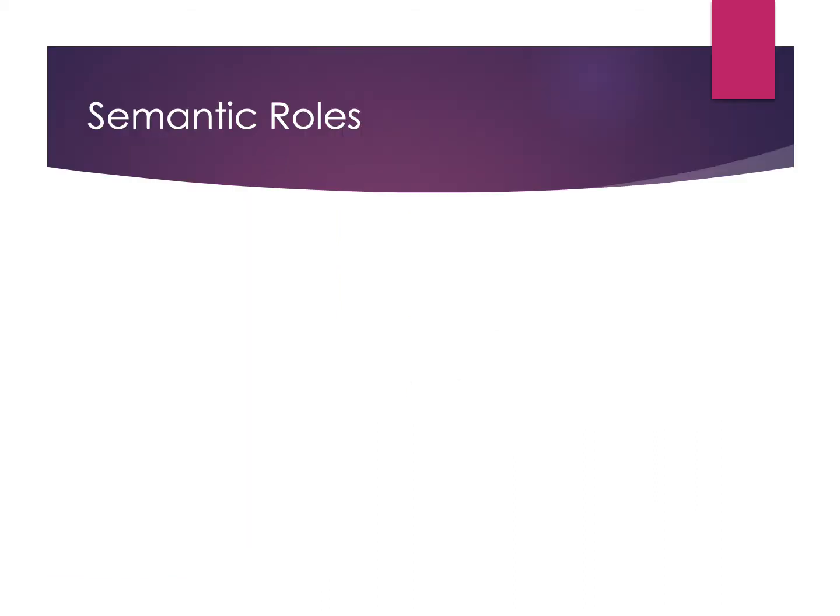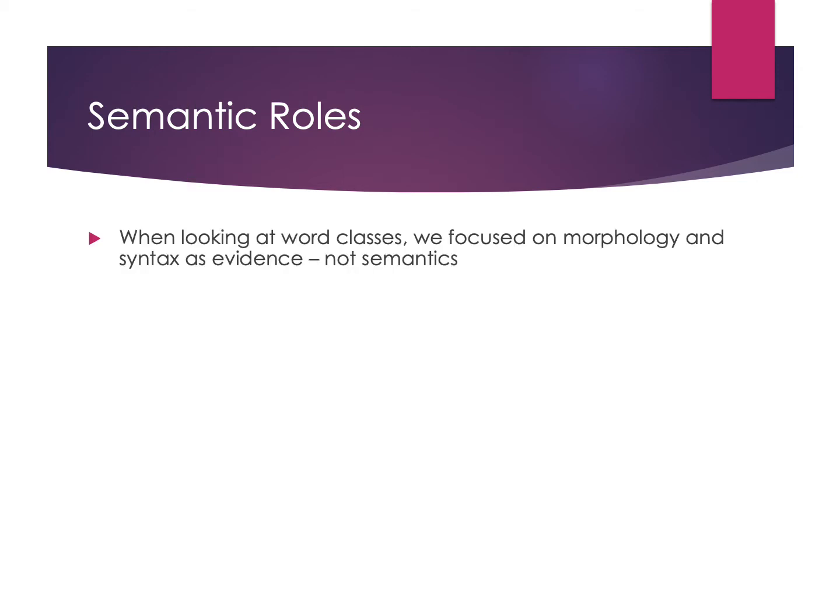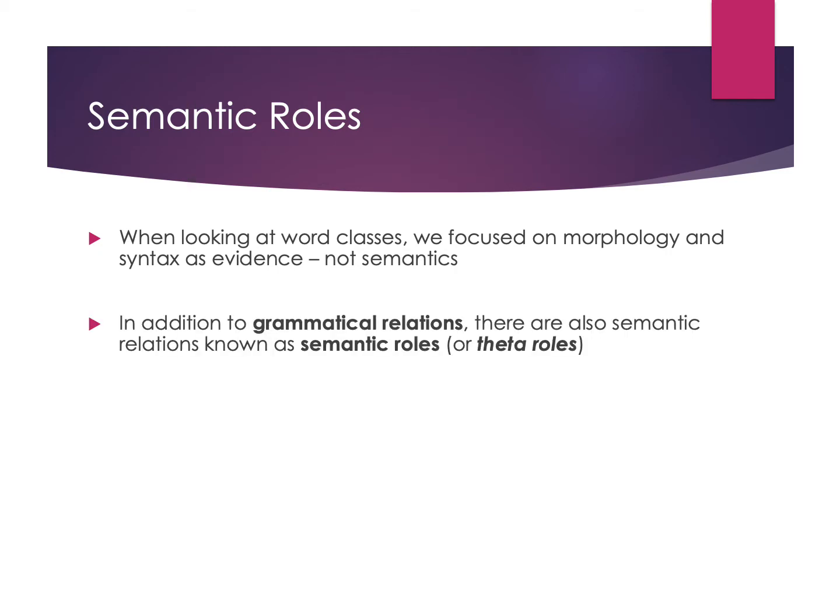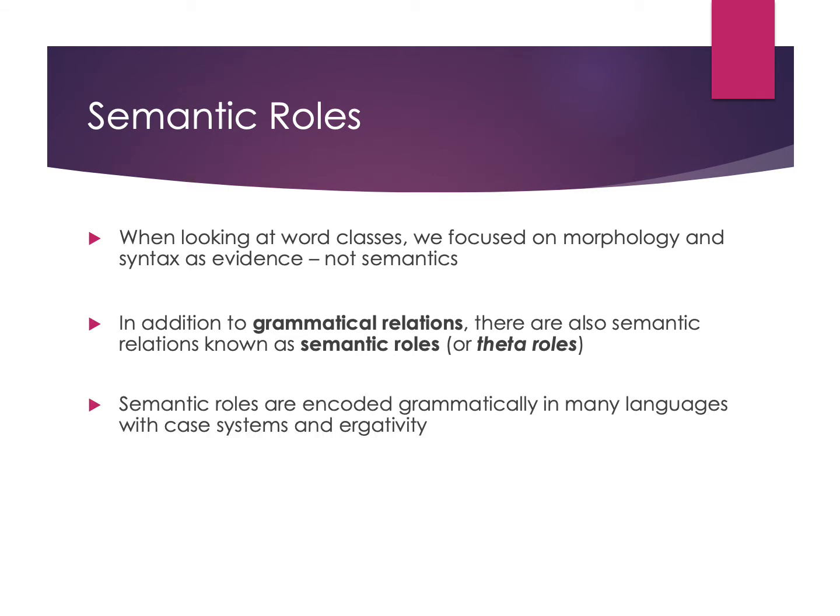So for semantic roles, we're going to be looking at what sort of things different pieces of a sentence are doing. And so when we were looking at word classes, we were focusing on morphology and syntax as evidence, and we couldn't use semantics. But in addition to those grammatical relationships that things have in a sentence, there are still also those semantic relationships known as semantic roles or also theta roles. And these are sometimes encoded grammatically in some languages. So languages that have case systems or ergative languages that we don't really focus on in this class do have some of these embedded in.